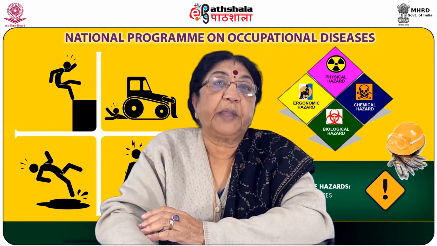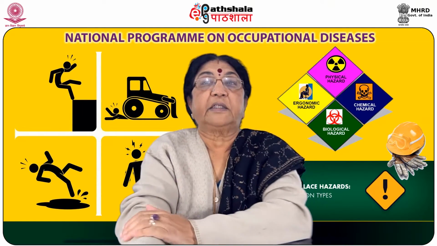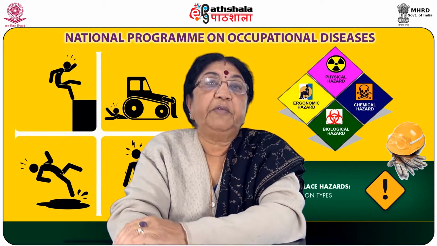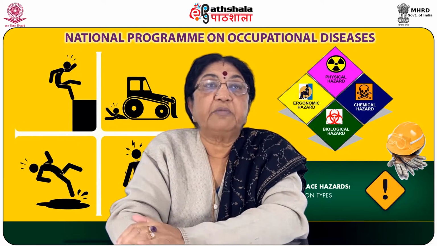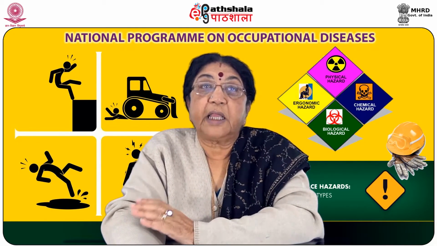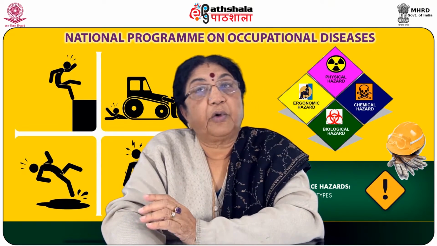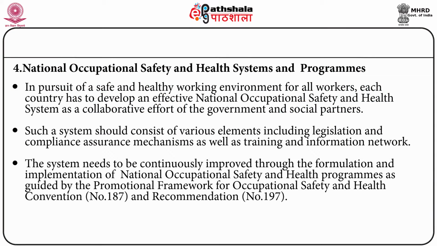Now, national occupational safety and health systems and programs. When we have talked so much about this, it becomes important that we create a safe and healthy working environment for all these workers at different places. So each country has to develop an effective national occupational safety and health system as a collaborative effort of the government and social partners. Such a system should consist of various elements, including legislation and compliance assurance mechanisms, as well as training and information network.